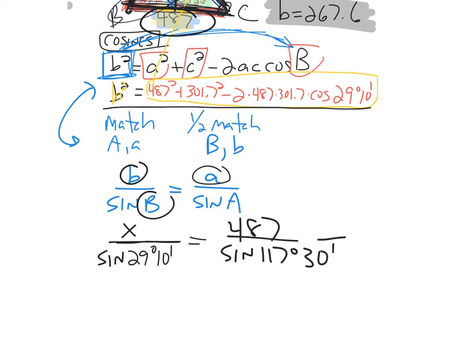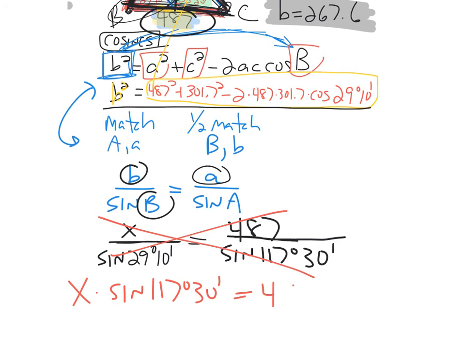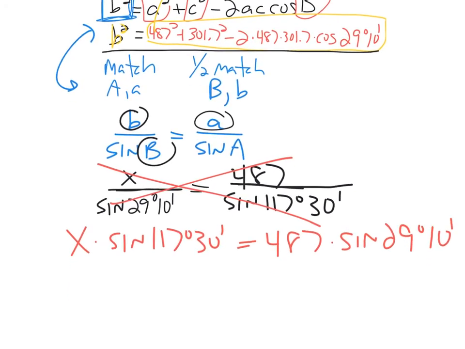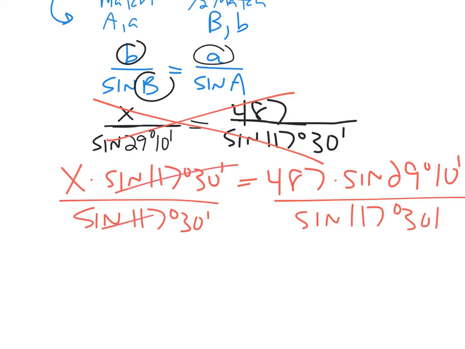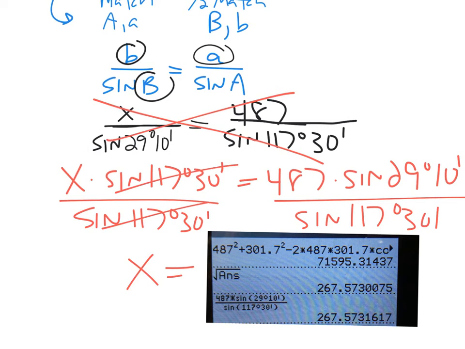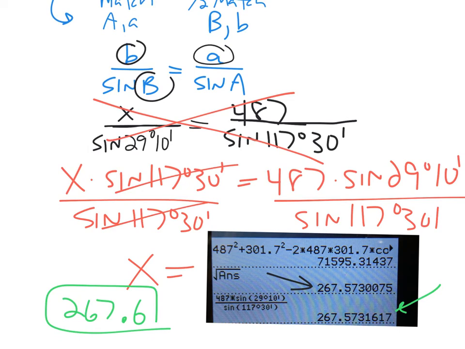And if you went about solving for side B using the law of sines, you would have had x times the sine of 117.30 equals 487 times the sine of 29 degrees 10 minutes. And now to go about solving for x, side B, I'm dividing both sides by the sine of 117.30. And I'll type in this right-hand side directly into my calculator. And here again, it looks like side B turns out to be 267.6.